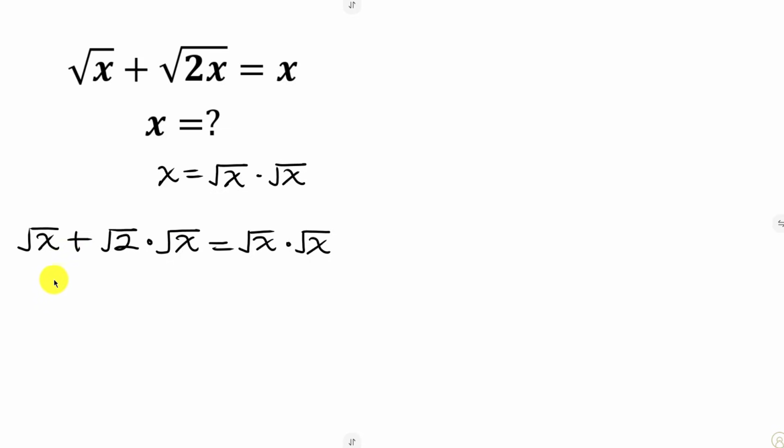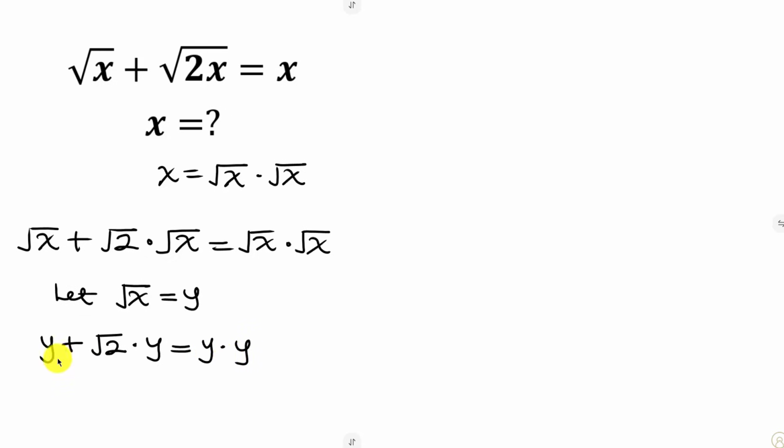So we can introduce substitution by saying, let the square root of x be equal to y. So I'm going to be writing this expression again. So we have y plus the square root of 2 times y equal to y times y. Very good. Now this simplifies into y plus the square root of 2 times y is the square root of 2y, and then this is equal to y times y is y squared.